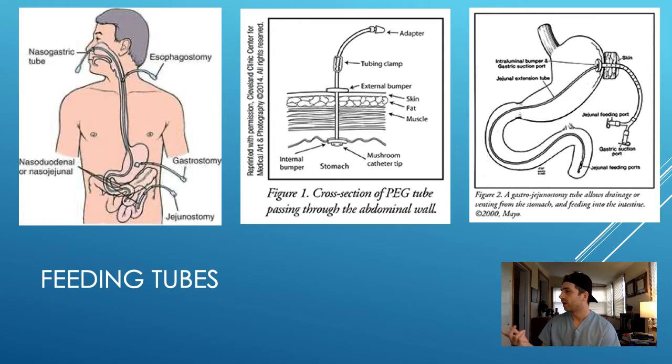Then over here on the right, it's practically the same thing as you can see. So you see skin, you see the bumper, the internal bumper, and then you just see the ports at the top here, that you have different ports that you can use. And then you can obviously go deeper, you can have a jejunal feeding tube, which is just going lower.